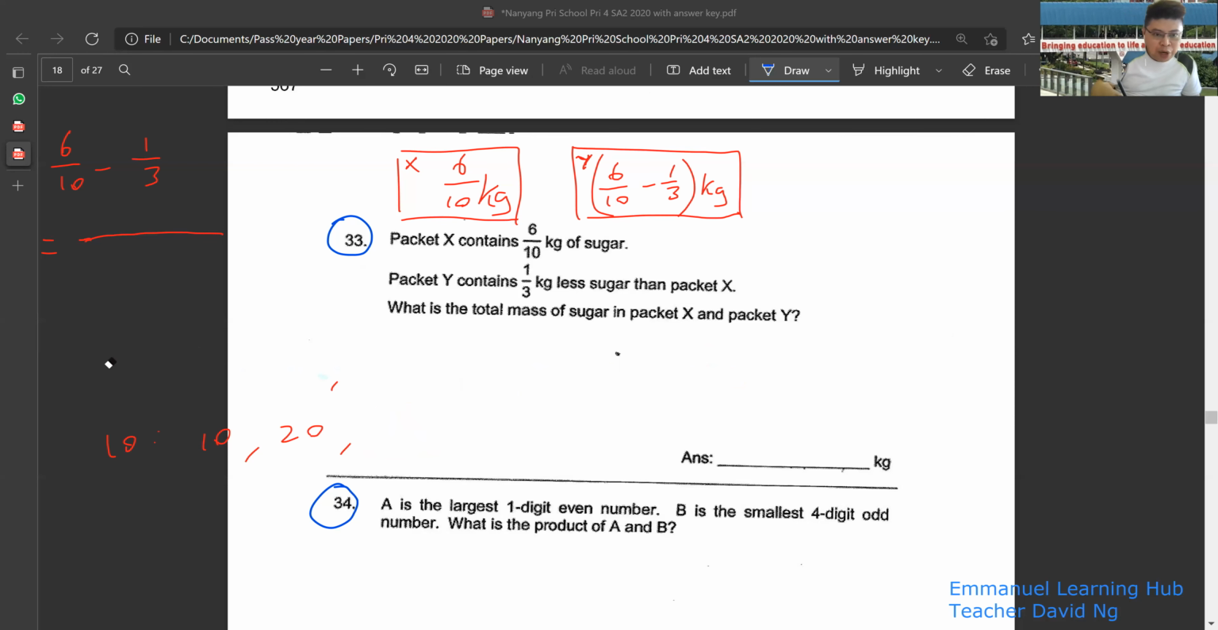A quick way is simply multiplying the two denominators together. 3 times 10, 30. This is one of the quick ways. But sometimes when you times them together, you might not get the LCM. You get the second lowest common multiple. But it's still okay.